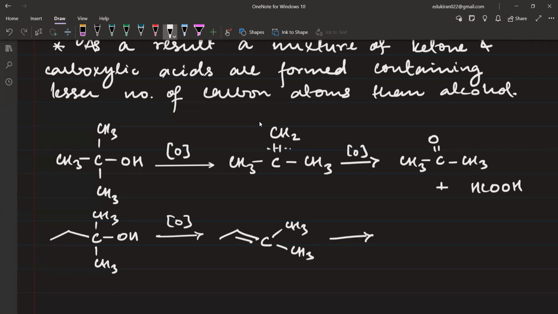Now, on further oxidation, this is going to break. This carbon is going to get converted to what? It is going to get converted to ketone. I will get CH3 carbon, C double bond O, CH3 plus. Now, these two remaining carbon atoms, there are two carbon atoms, and they will be converted to carboxylic acid like this, CH3COOH.